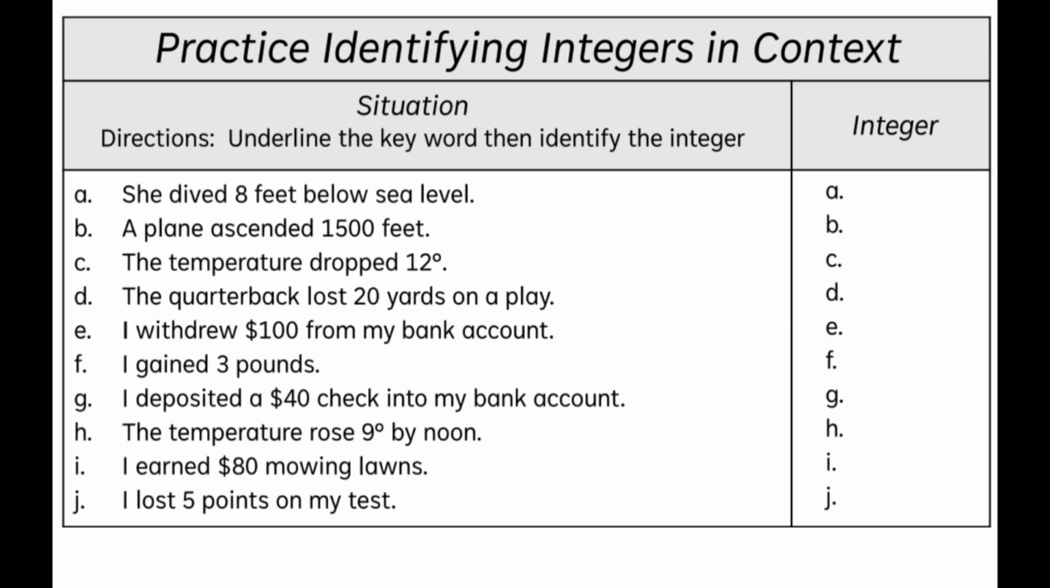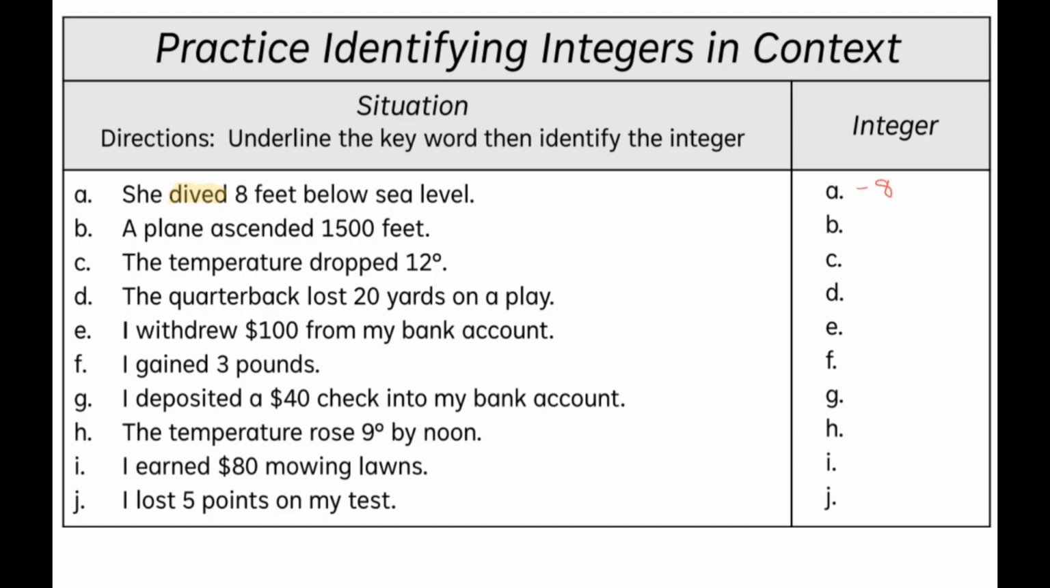Now we will be given situations. First, we will identify the key word that will give us the hint of is this a positive or a negative? Then we will identify that exact integer. So, letter A, it says she dived 8 feet below sea level. Our keyword is dived, so you do want to highlight this. Dived is a negative. She dived 8 feet. Letter A will be -8.